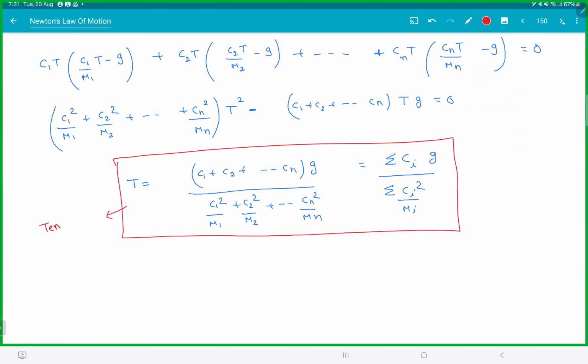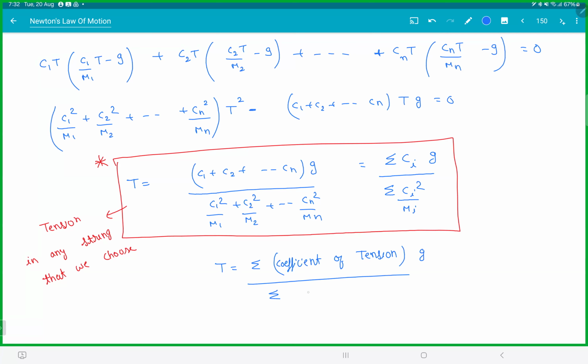What is T here? T is the tension which we have chosen. This is the tension in any string of our choice. Literally what we did, right? We just simplified every damn thing and we just kept it there, constraint, force equation, everything written. This will give you the answer. So that sigma Ci is the coefficient. So tension will be sigma coefficient of tensions, I'll give an example that will make things clear, into G by sigma coefficient of tension square by mass.